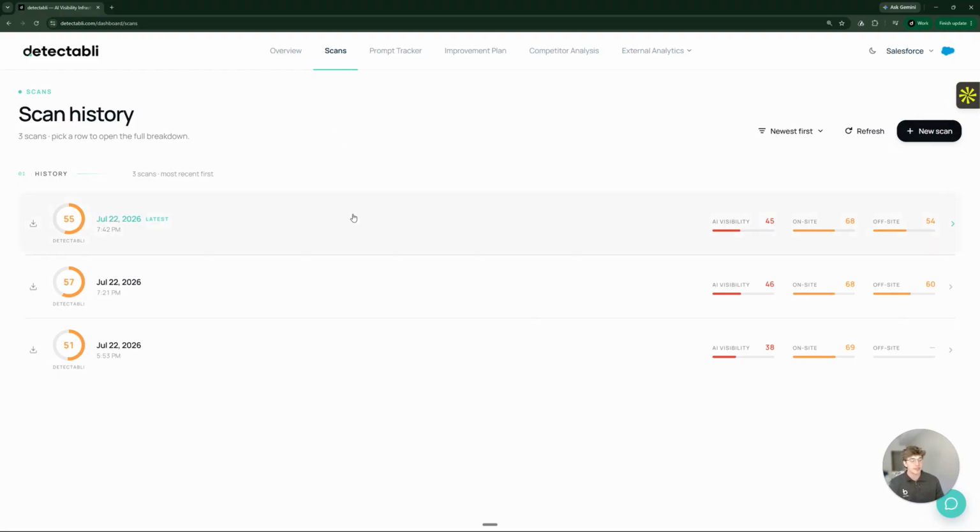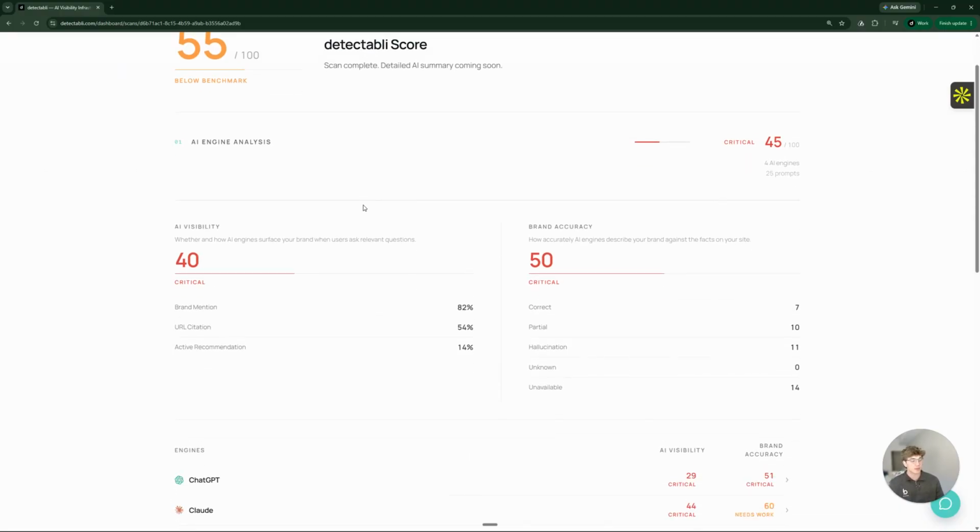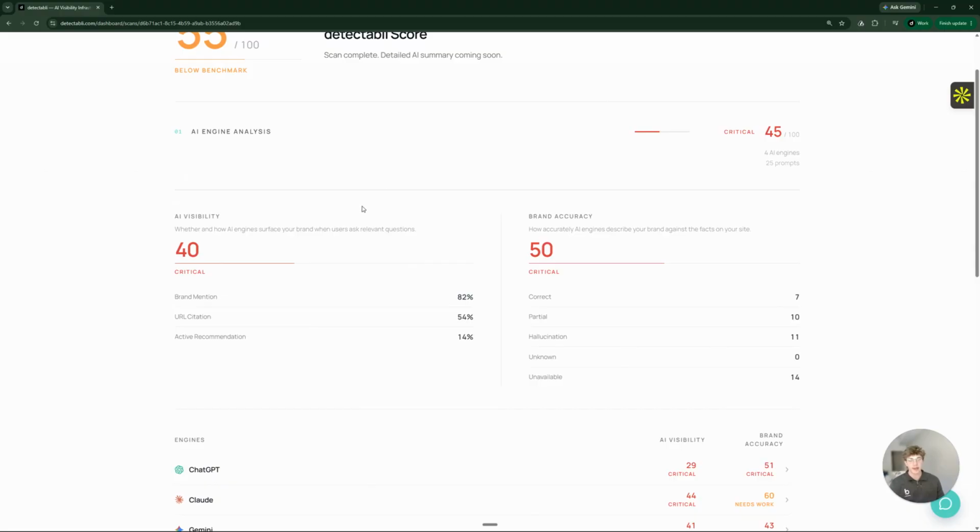This is done through our system that generates a set of custom prompts based on your company and your company's industry. Moving into a scan, you get greeted with a report that is broken down into three sections: your AI engine analysis, your on-site analysis, and your web presence analysis. This ultimately gets scored into our Detectabli score. Breaking down each of the elements of a scan, the first one is your AI engine analysis. This is where our system understands how and if AI is seeing you, and is it seeing you correctly. That is what's broken down into AI visibility and brand accuracy.